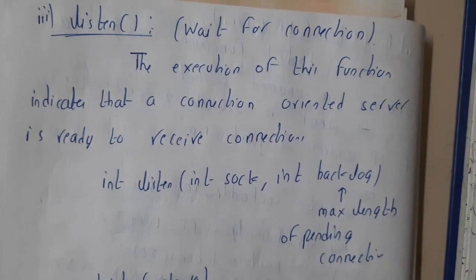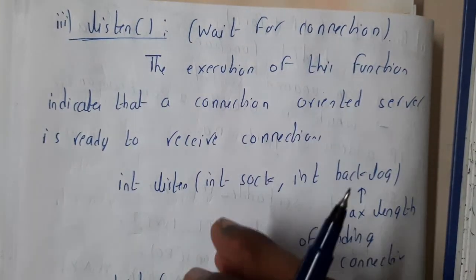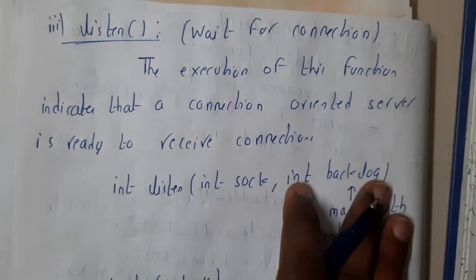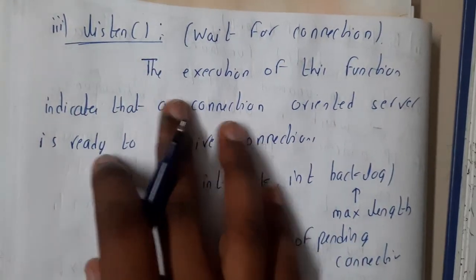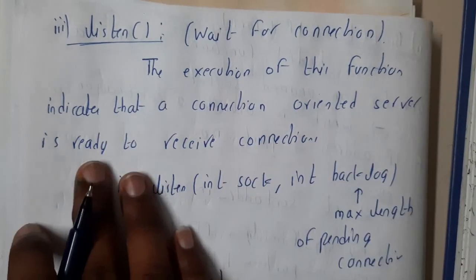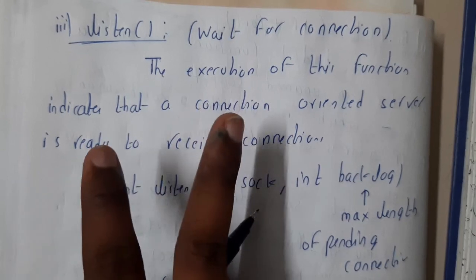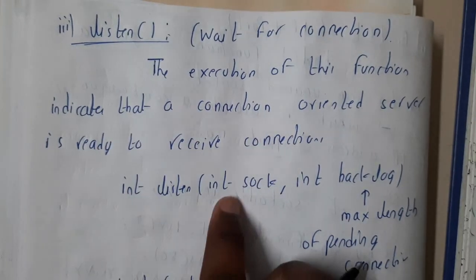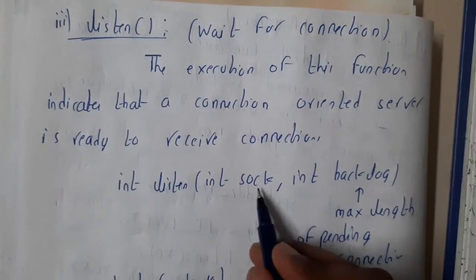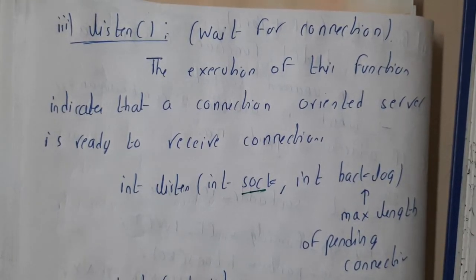The next system call is listen. Listen is nothing but waiting for a connection. This listen is done basically by the server only in most situations. The execution of this function indicates that the connection-oriented service is ready to receive data. There are two parameters here: int listen(int socket, int backlog). Socket specifies which socket it is listening or waiting for.